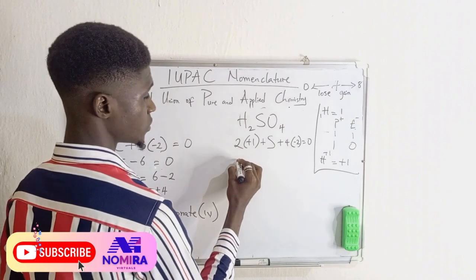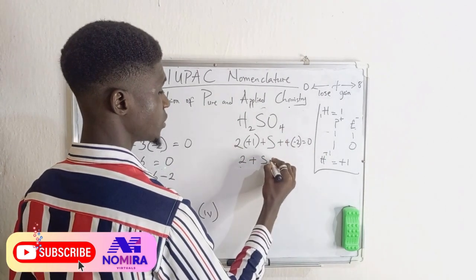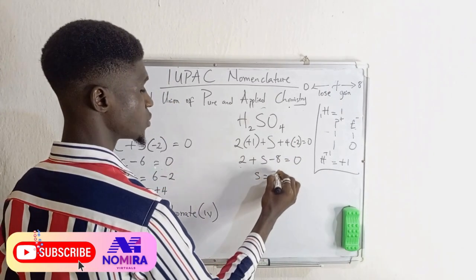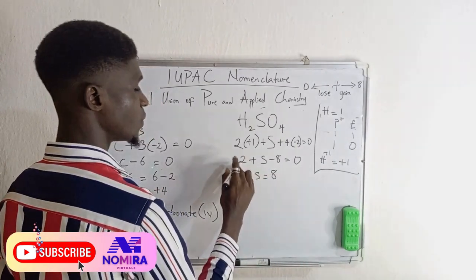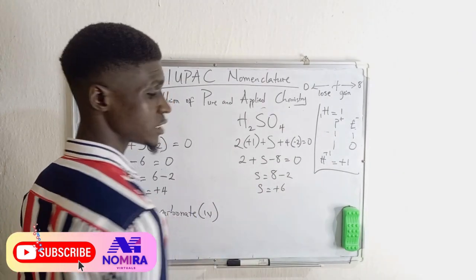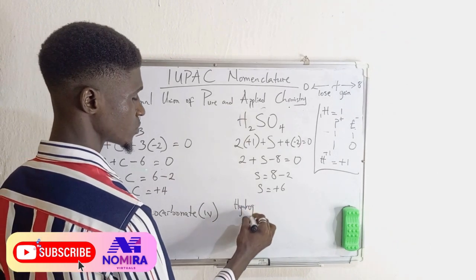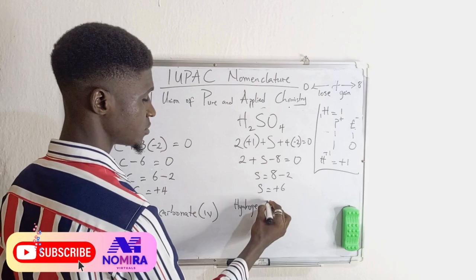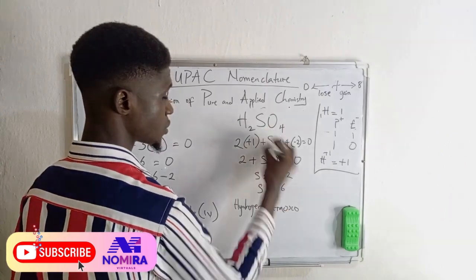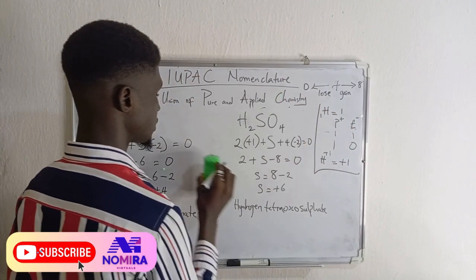So we have this times 1, 2 plus X. Plus times minus is minus. 4 times 2 is 8, equal to 0. S equal to what? When this crosses over, it becomes 8. When this crosses over, it becomes -2. So S is equal to +6. Therefore, the name is hydrogen tetraoxosulfate 6. 4 means tetra. Hydrogen tetraoxosulfate 6.